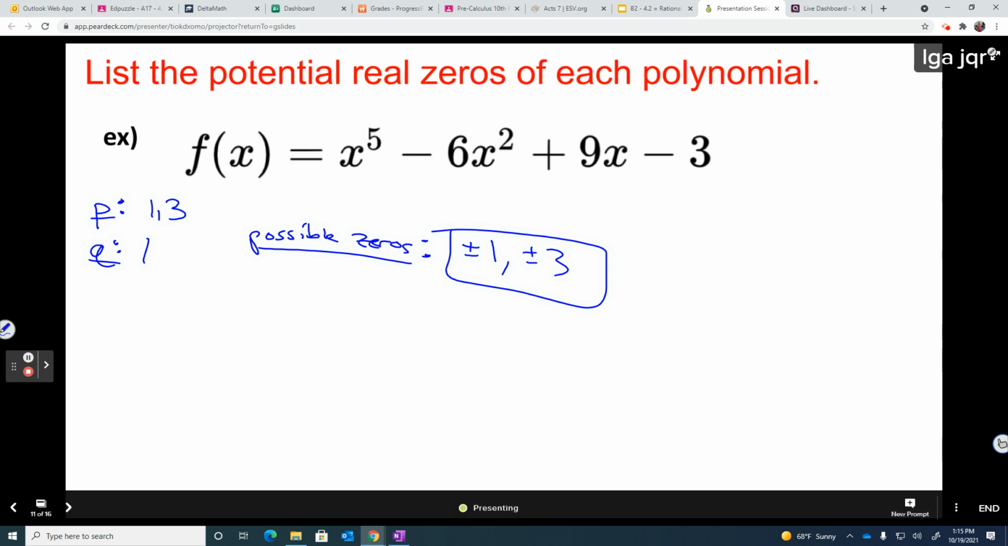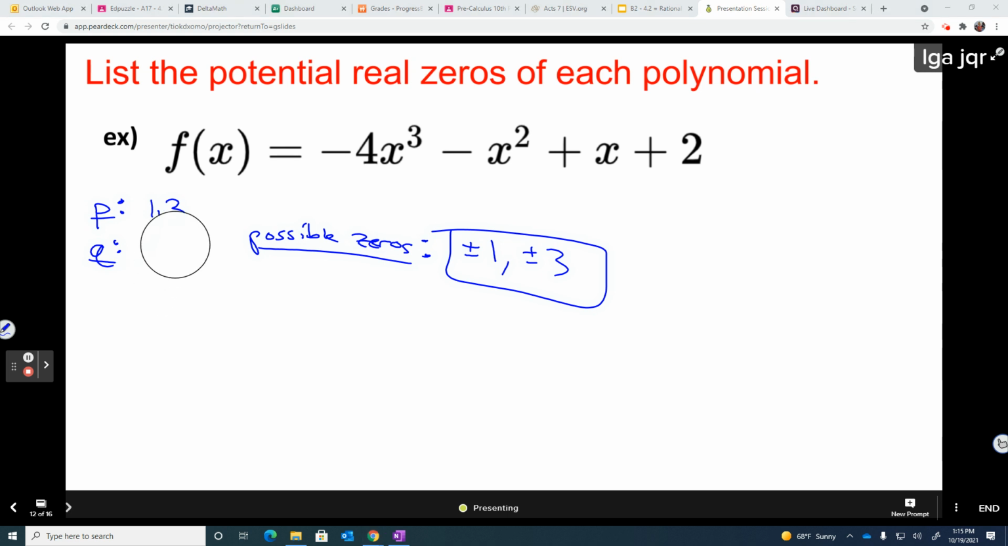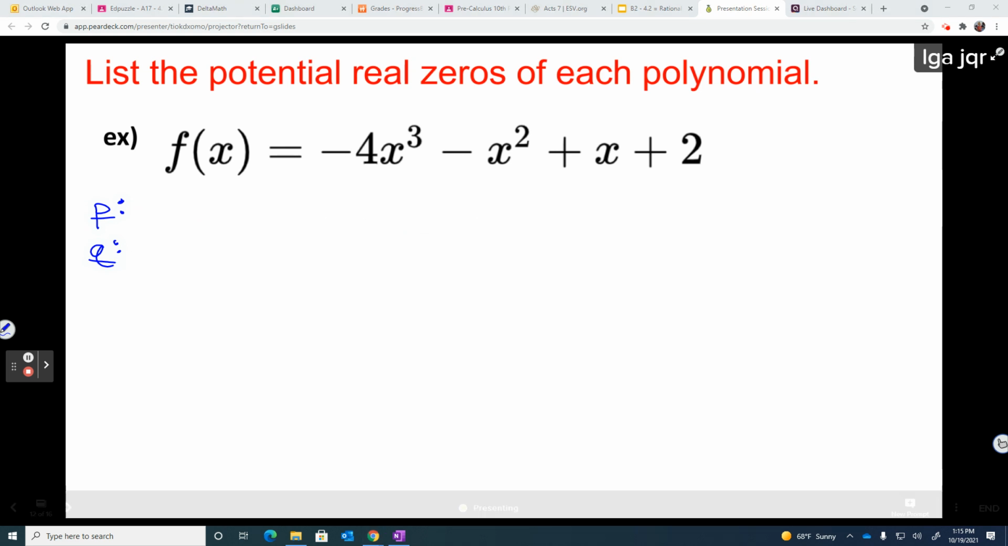Let's try a little harder one. Not too intense yet. -4x² minus x² plus x plus 2. So what are the factors of 2? Yep, 1 and 2. Factors of 4? Yeah, 1, 2, and 4.